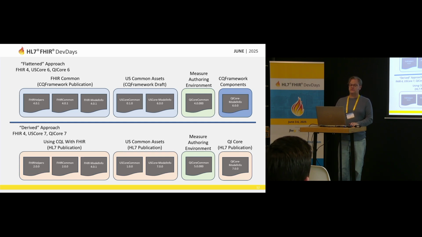So as of US Core 7 and QI Core 7, the Using CQL with FHIR publication, we talked about that a little yesterday, will include the FHIR helpers, FHIR Common, FHIR model info. The US Common Assets, which just went through ballot and we're about to publish, will include US Core Common that derives from FHIR Common, and a US Core model info that derives from FHIR model info. And then the QI Core publication will derive from that US Core model info. So going forward, we'll be able to use any implementation guide by just bringing it in.